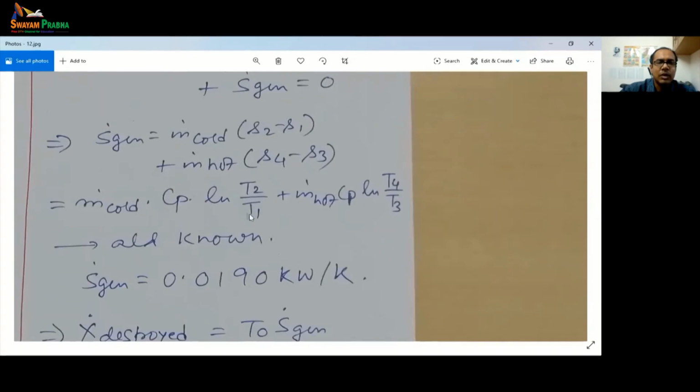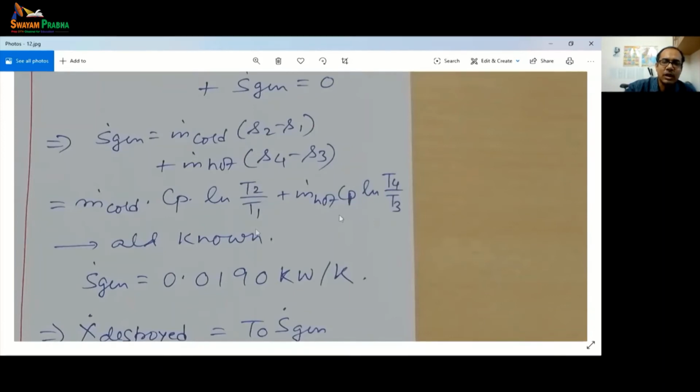Okay, now what we can see is that the water we can take as an incompressible fluid, so the pressure term in the entropy difference won't appear, but the temperature term will be there. So what we can write, this S2 minus S1 we can write as Cp into natural log of T2 by T1. Okay, this is the temperature part, and the pressure term is negligible, pressure is not changing. And for the hot water stream, we can write Cp into natural log of T4 by T3.